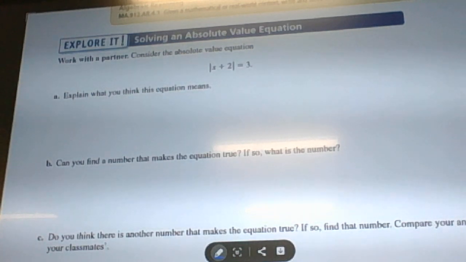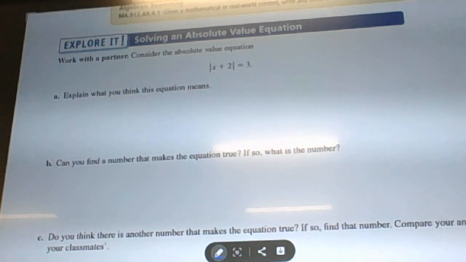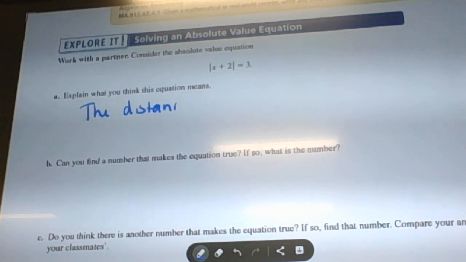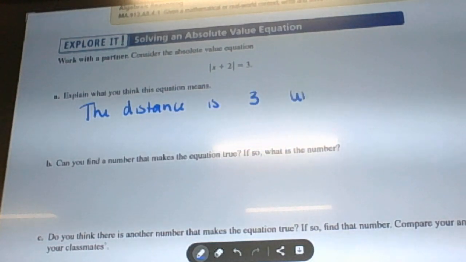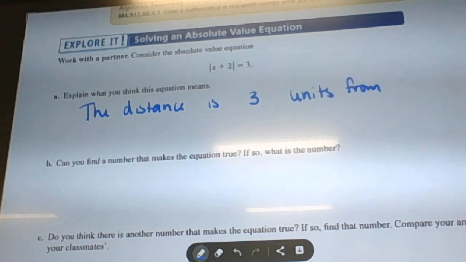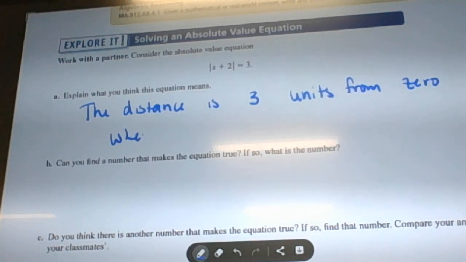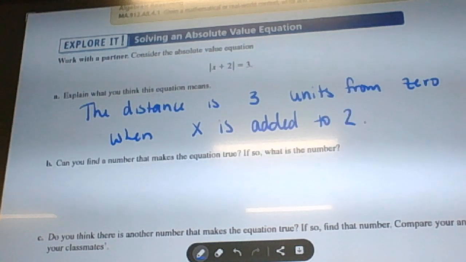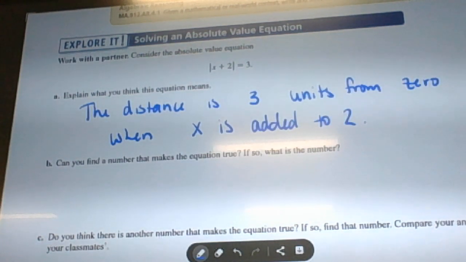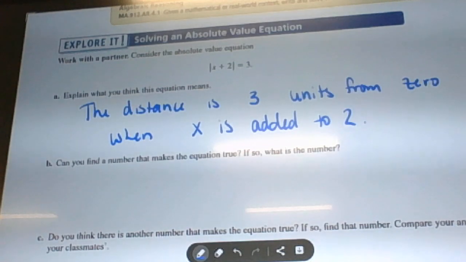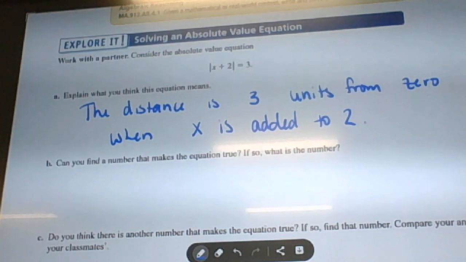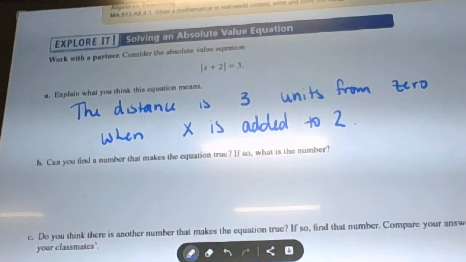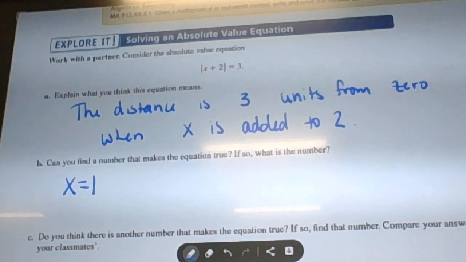Okay. I'm gonna go ahead with some fancy teacher talk and say there's lots of great ways to say this. I'm gonna say the distance is 3 units from 0 when x is added to 2. That's one way, but I mean, let's all say different ways. Now, you already gave us an answer. X is 1. Let's see if anybody else came up with x is 1.